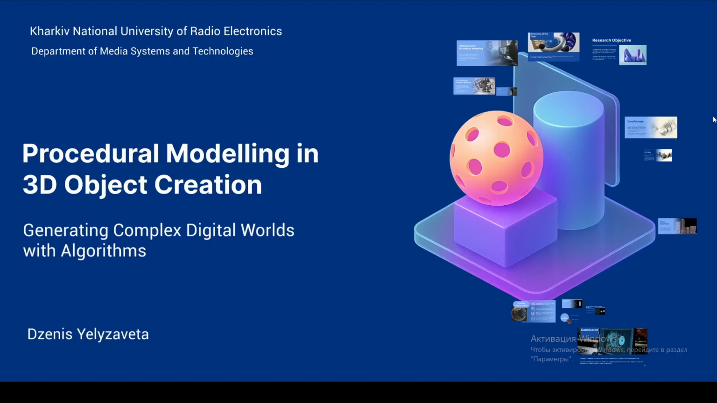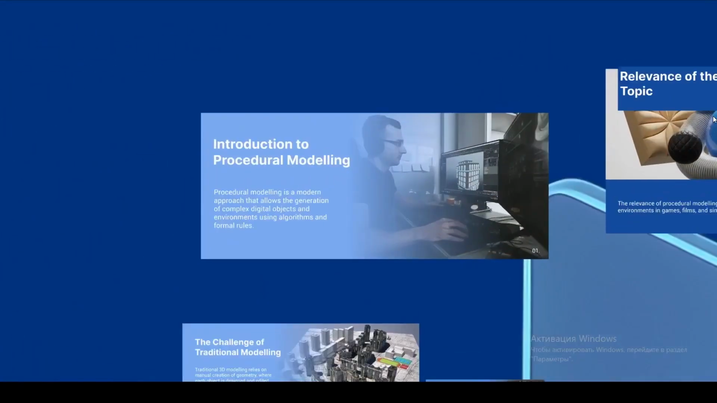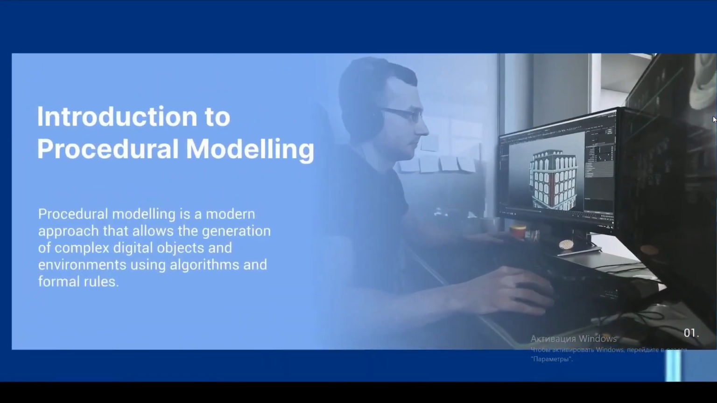In this presentation, I will describe the key principles of this approach, outline the main techniques, and explain why it's widely used in contemporary digital production. Before moving to the specific methods, it is important to understand the main idea of procedural modeling. This approach focuses on definite rules and algorithms that describe how objects are created rather than modeling them manually.